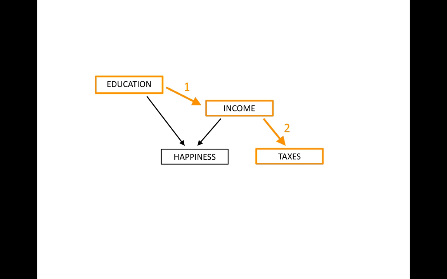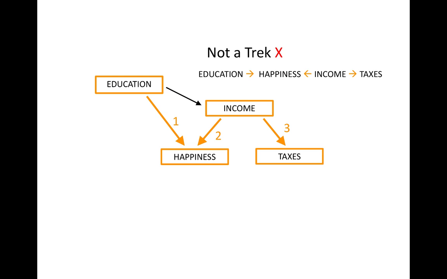The first is a directed path from education to income to taxes. The second is not a directed path. The first undirected path is a trek because there are no colliders on the path. All directed paths are treks, as directed paths have no colliders. The second undirected path is not a trek, as happiness is a collider on the path.